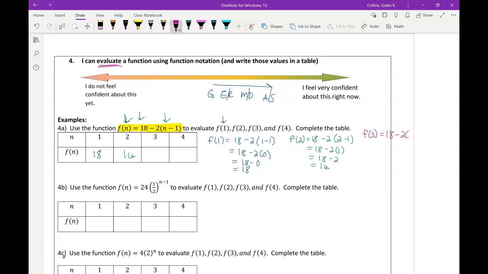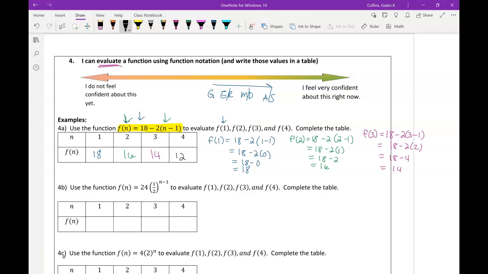So when I plug in the 3, 3 minus 1 becomes 2, so that becomes 18 minus 2 times 2, which is 18 minus 4, which is 14. And again, I could probably tell by now that this sequence is decreasing by 2. So my next term should be 12.